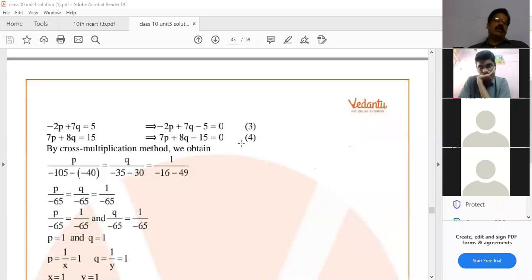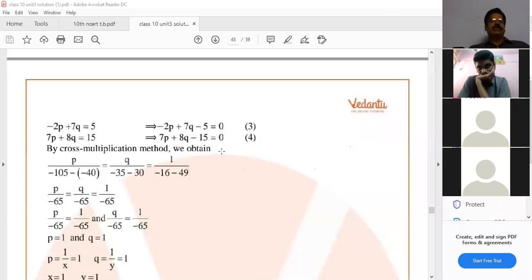You can do by any method, your wish. You can do by substitution also. Now a1 is minus 2, a2 is 7, b1 is 7, b2 is 8, c1 is minus 5, c2 is minus 15, compulsory, equal to 0.